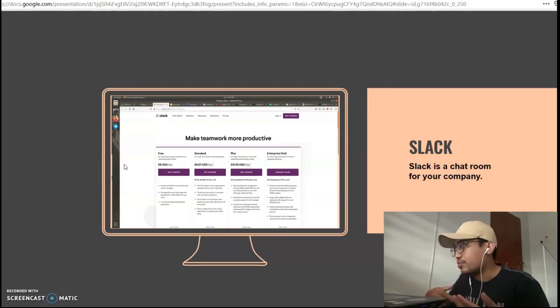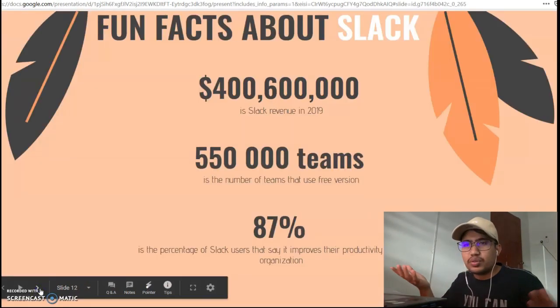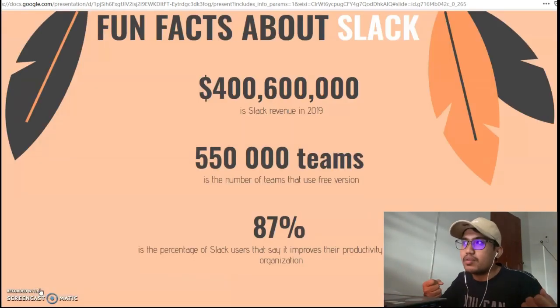Let's say you want to know that your workers do all that work. Basically, Slack uses this method, which is the freemium business model: if you are using it for yourself, it is free, but when it comes to the organization level, you need to pay. And I want to highlight a fun fact about Slack.